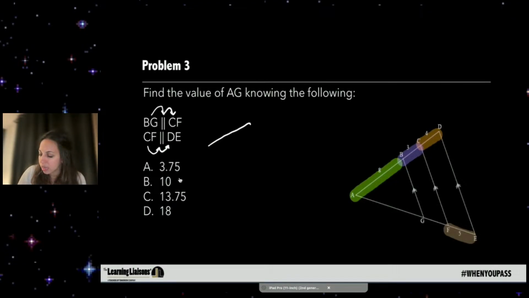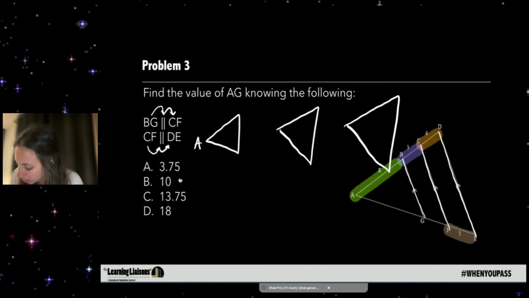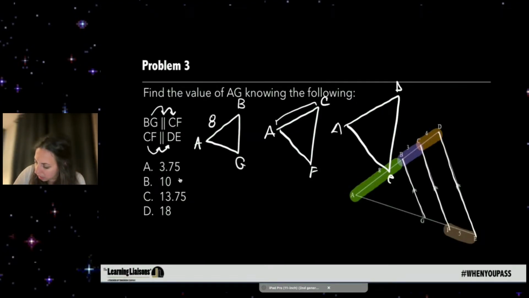I've got 3 separate triangles. I've got a smaller one, and then a medium-sized one, and then a larger one. And so I have A, B, G, and I have A, C, F, and I have A, D, E. And this is 8. And this is 11. And this is 15. And you might be going, Amy, how did you get 11 and 15?